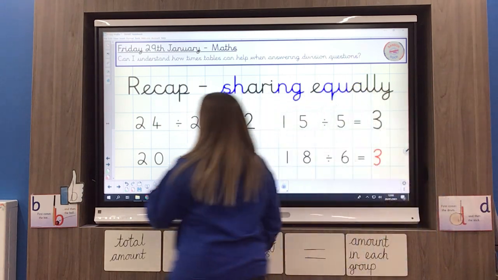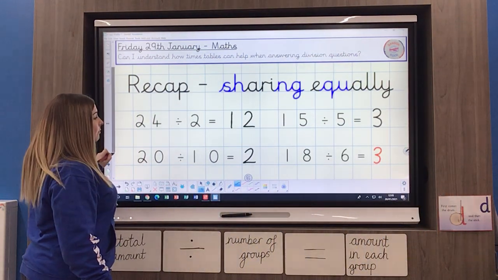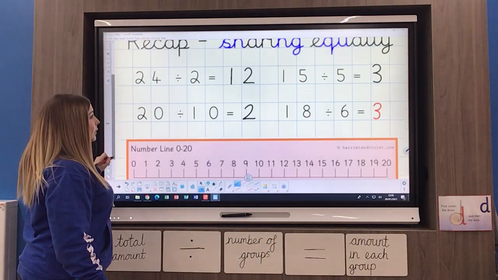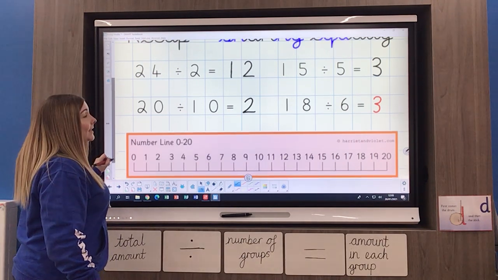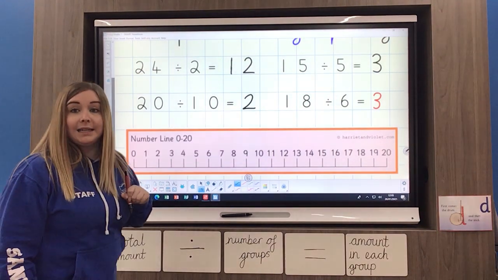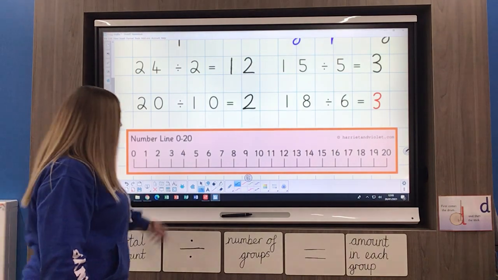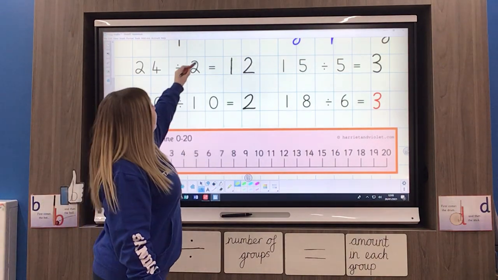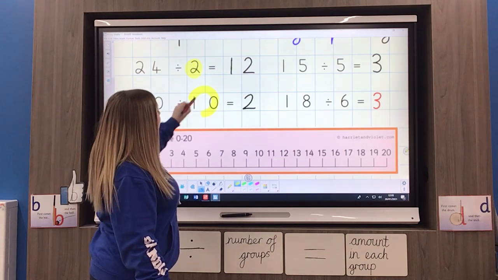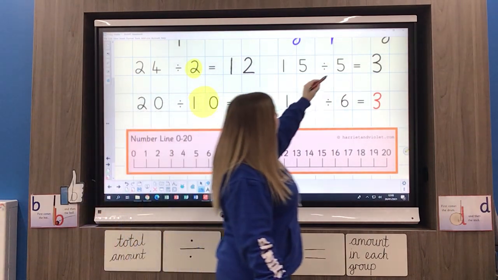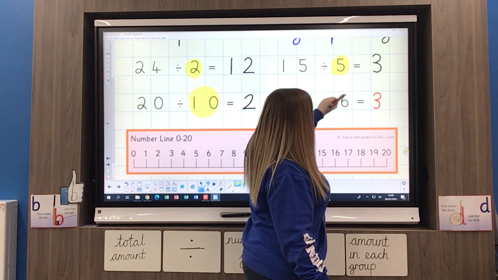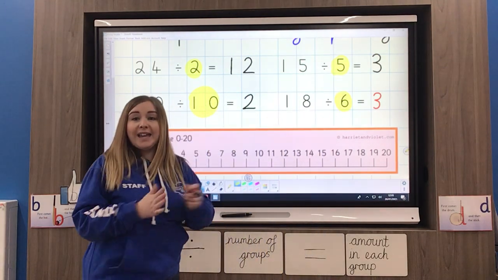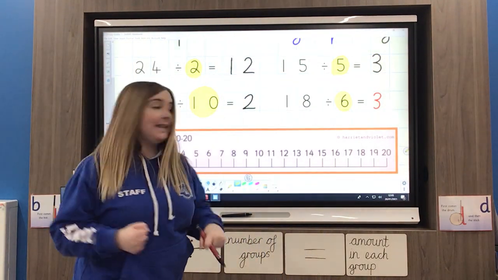It was when we came to using a number line that we found it a little bit difficult. So let's have another little go at dividing using our number line. And remember when we were doing multiplication, I told you that we have to focus on this number here. And that number told us how big our jumps needed to be.